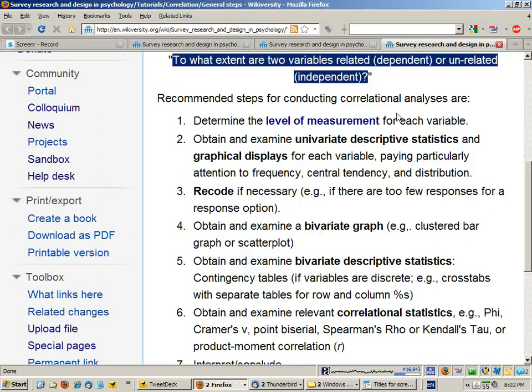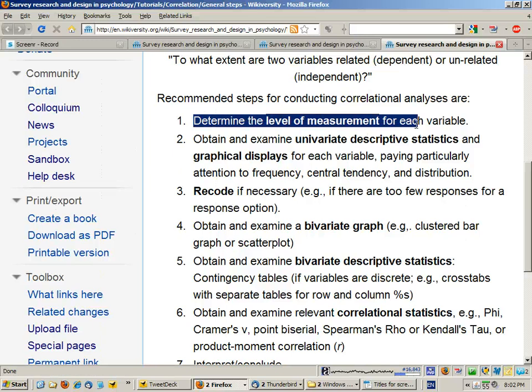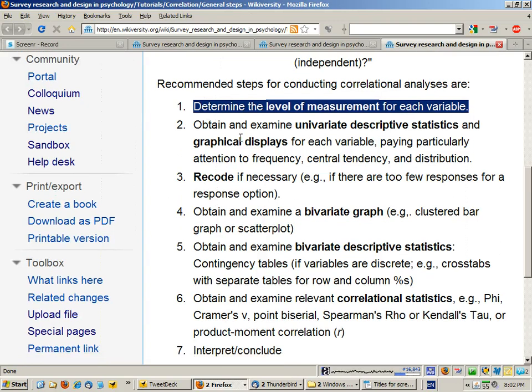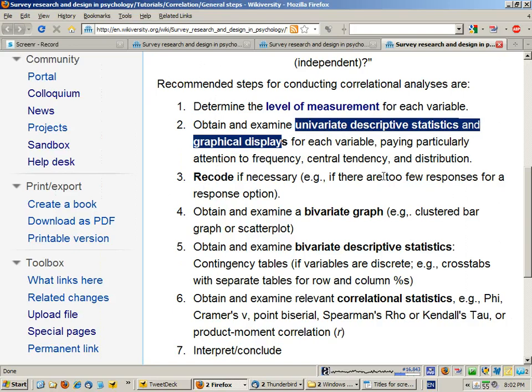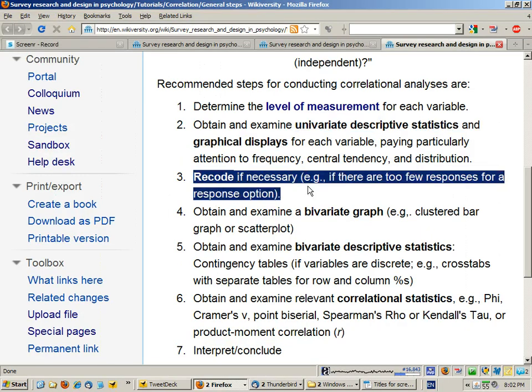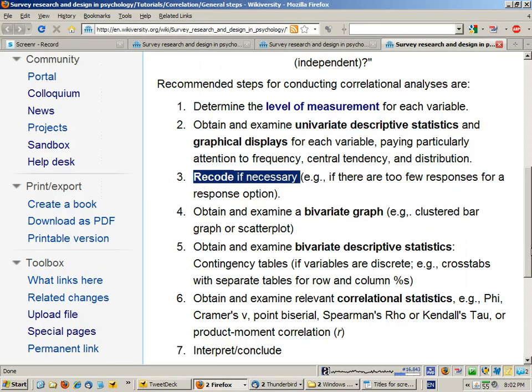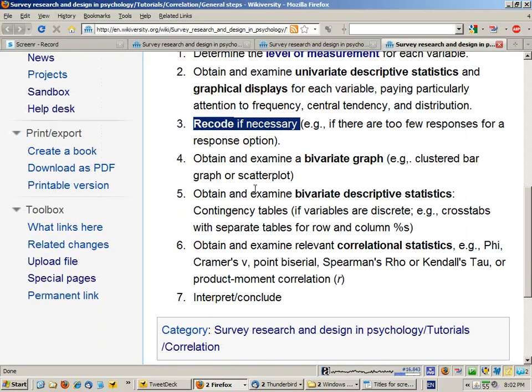So the steps involved are to firstly determine the level of measurement for each of the variables. Once you know that, you can then use a guide or a table, which I'll show you, to work out what is the appropriate visualization and what is the appropriate statistic. We would then seek to understand the univariate properties of each variable through using descriptive statistics and graphical displays. If necessary, we may then need to recode one or more of the underlying variables.